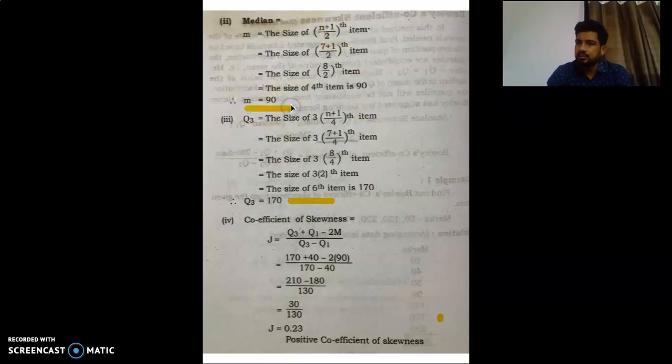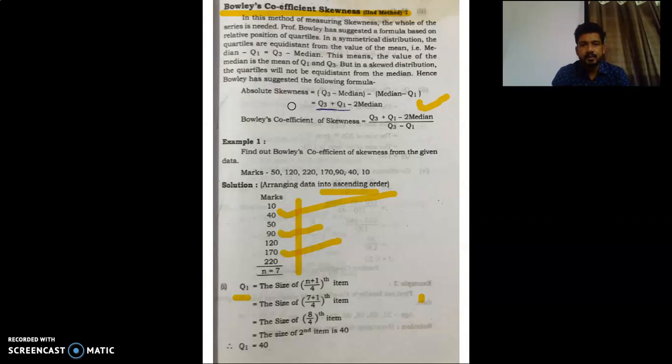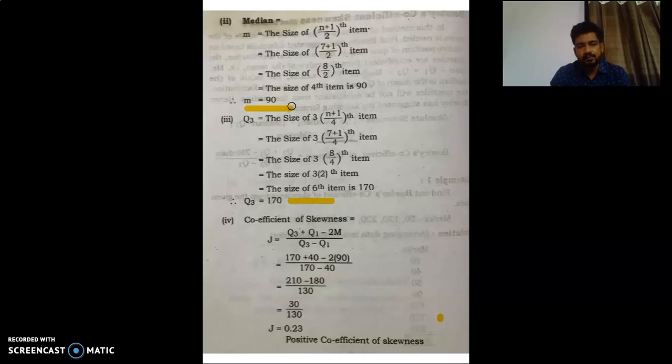So now we have all three requirements which we are going to use in our formula. Q1 equals 40, Q3 is 170, and we have the median 90. Now we will put the values in our formula. Coefficient of skewness, denoted by J, equals Q3 plus Q1 minus 2M divided by Q3 minus Q1.